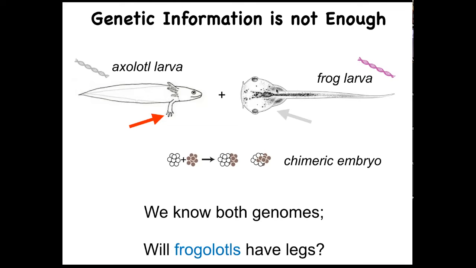And now I ask a simple question. We have the frog genome. We have the axolotl genome. So we've sequenced both of these animals. Could you tell me whether frogolotls are going to have legs or not? And the answer is no. At this point, we have absolutely no models that allow us to predict from the genetic data whether this frogolotl is going to have legs or not.